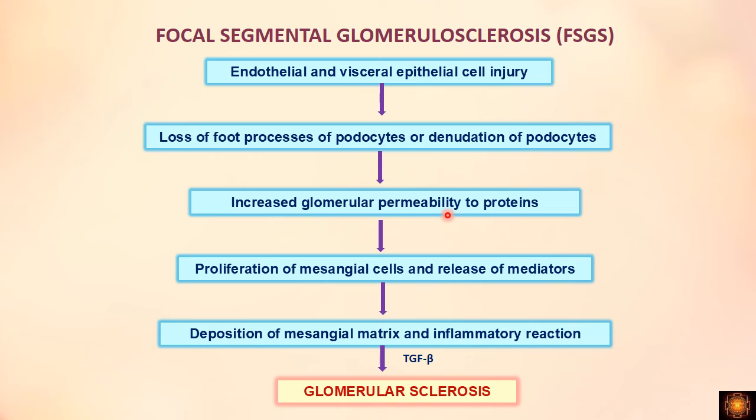These proteins which infiltrate actually stimulate the mesangial cells. These mesangial cells proliferate and release the mediators. Not only that, the mesangial cells also produce extracellular matrix. So when these mesangial cells are stimulated, they start depositing the extracellular matrix, and the mediators which are released by the mesangial cells produce the inflammatory reaction.